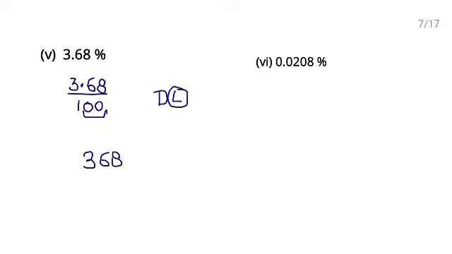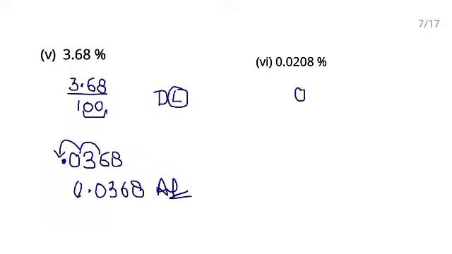Next, 3.68% means 3.68 out of 100. You already have decimal here, right? And you are dividing by 100. So according to Mr. DL, with division the decimal will be shifted to the left. How many places? 2 places. So decimal was here, so from here 1 place, then 2 place. Decimal will be shifted here. Okay. So what is your answer? 0.0368. This is your answer.